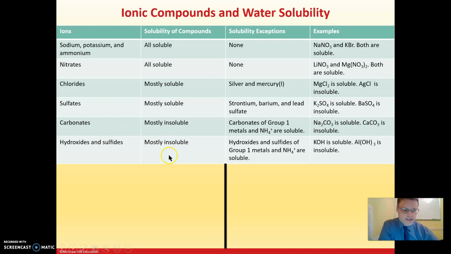And then lastly, let's look at hydroxides and sulfides. They're going to be mostly insoluble. Again, some exceptions are group 1 metals and ammonium cations. So potassium hydroxide is an exception to the rule because it contains potassium, which is a group 1 metal. Aluminum hydroxide is not an exception because this is not a group 1 metal.